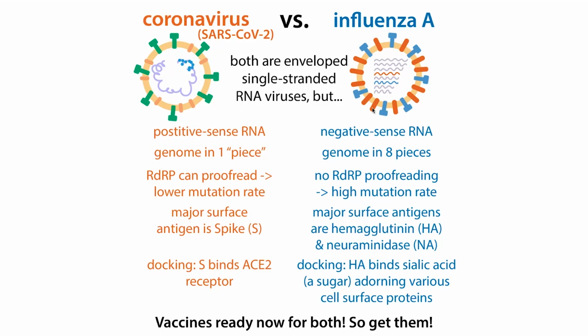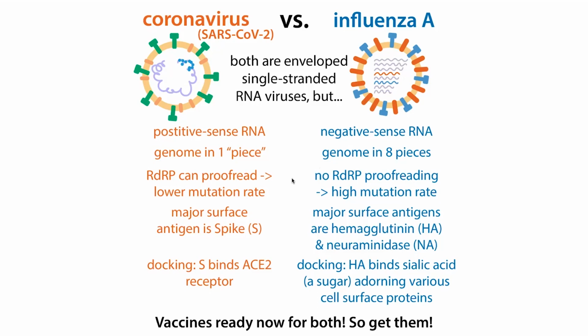Another reason why influenza is able to evade really well is that, remember, it's RdRp, so it's RNA-dependent RNA polymerase. So the thing it uses to copy its genome has a high mutation rate. It doesn't have proofreading ability. The coronavirus's RNA polymerase has proofreading ability, so it has a lower mutation rate, but it still does mutate.